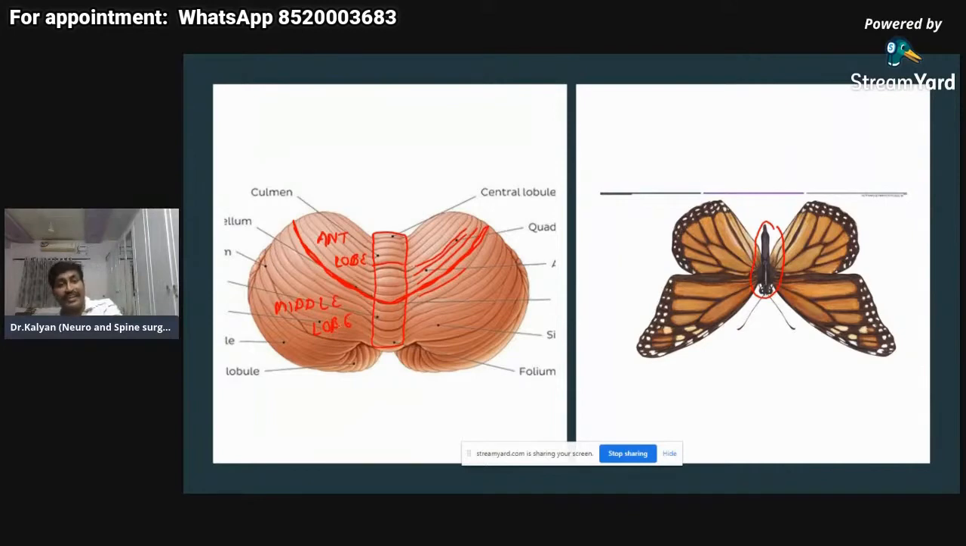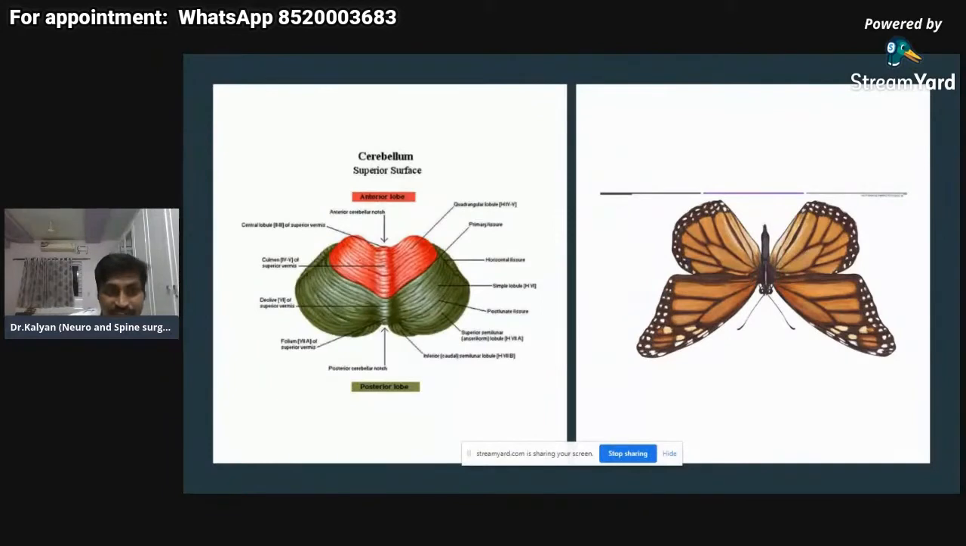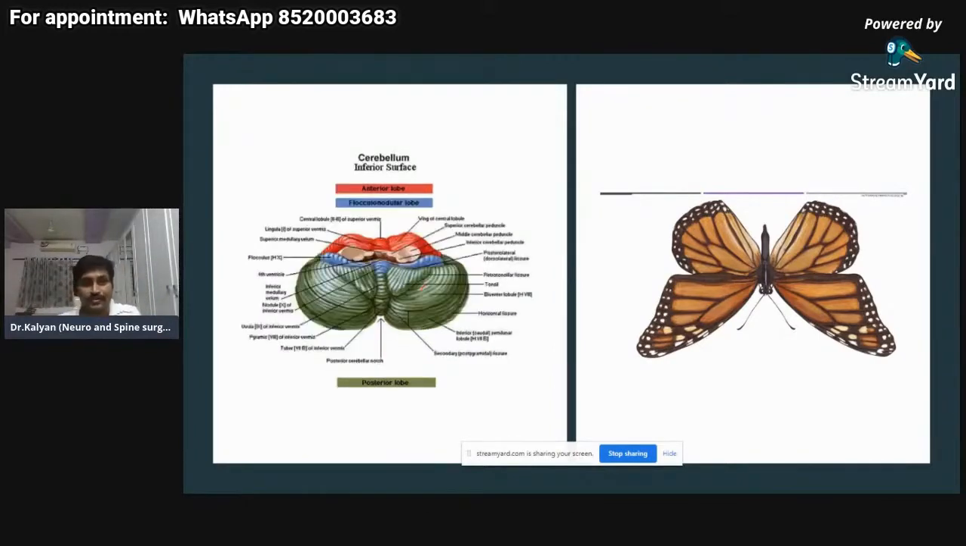So where is the posterior lobe? The same thing which I have shown: this is the anterior lobe, this is the middle lobe, and this is the primary fissure which divides the anterior lobe from the middle lobe. So where is the third lobe? This is our antenna, and this is our third lobe, the antenna along with the head. The head is a part of the vermis known as the nodule. This is the antenna of the butterfly.